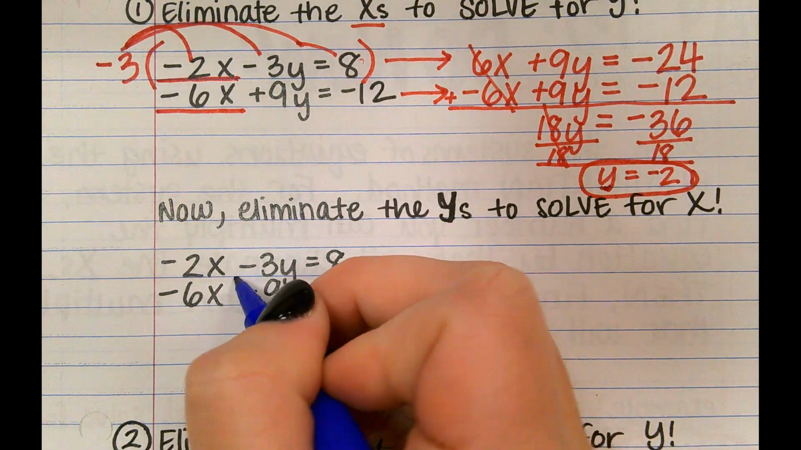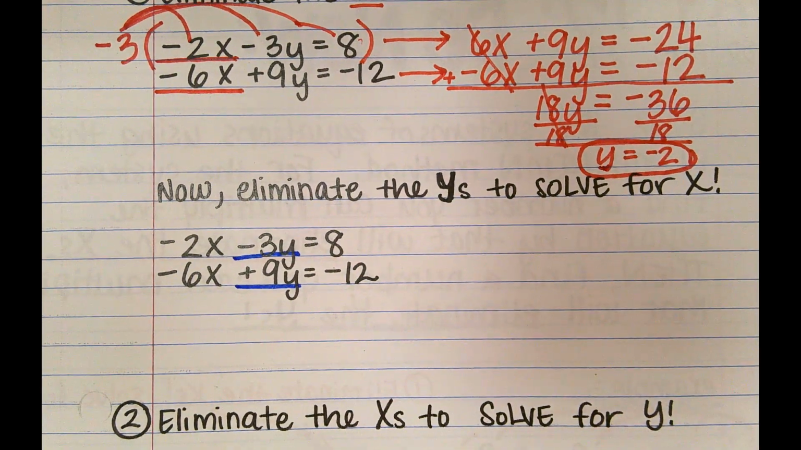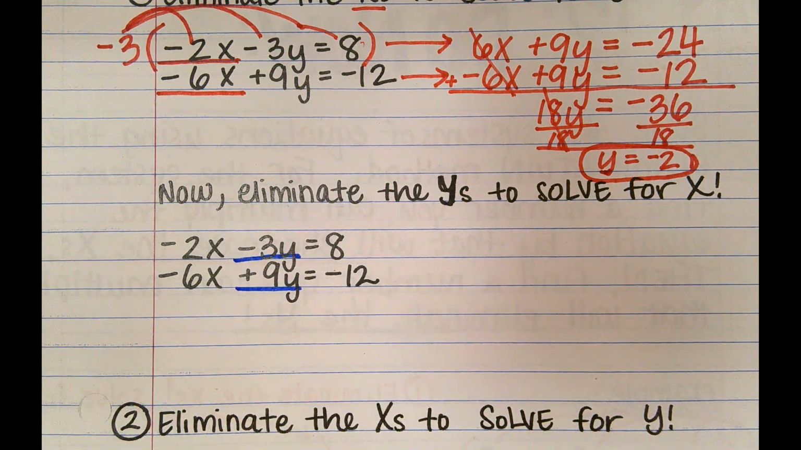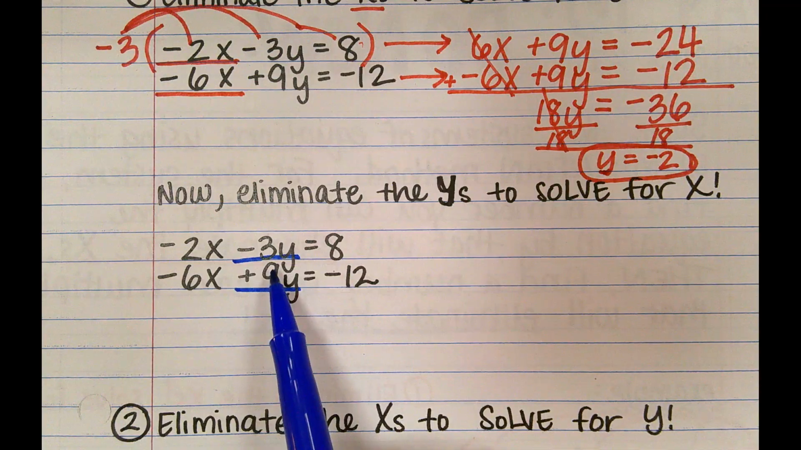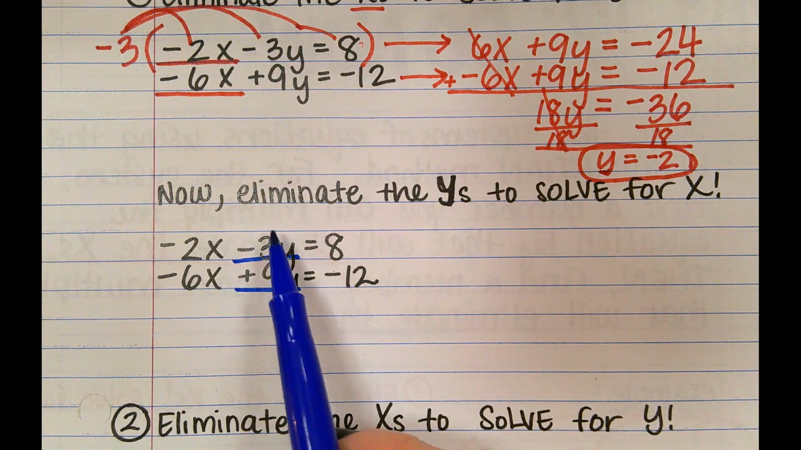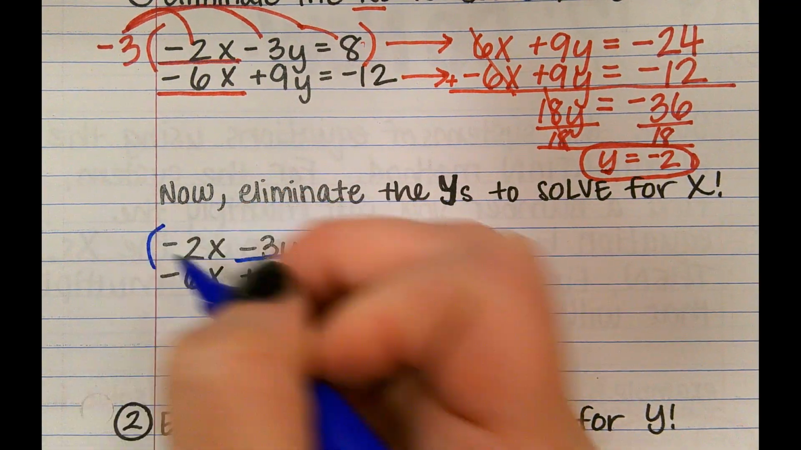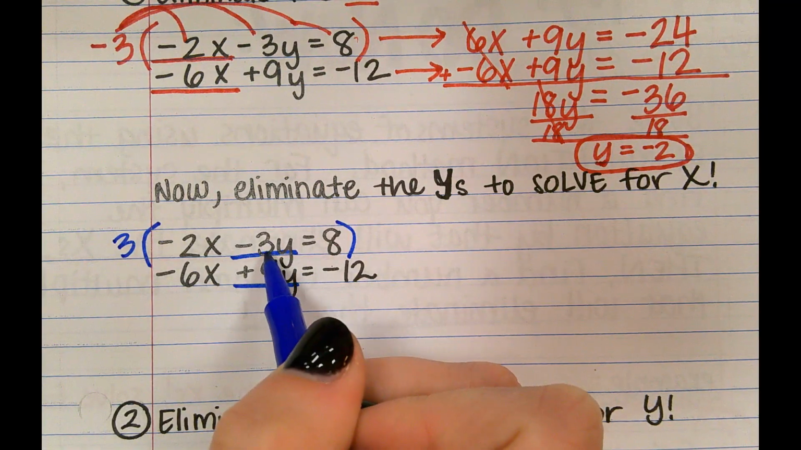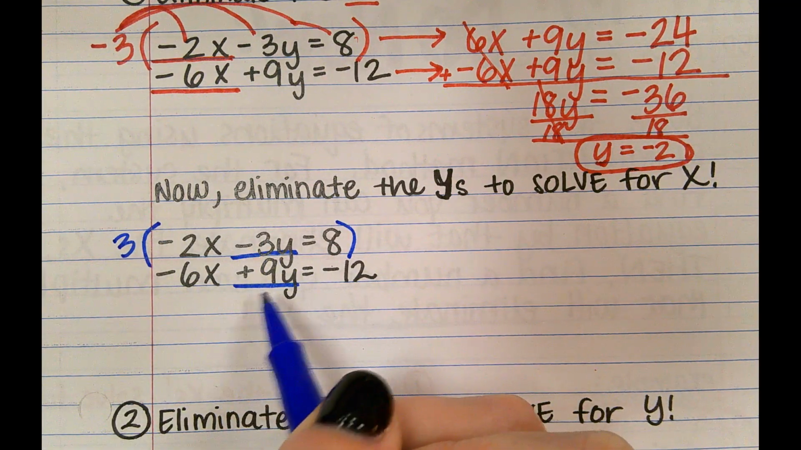So I've got negative 3y, positive 9y. I want my y's to have the same number with different signs. So what can I do to change this negative 3y? Multiply the first by 3. Yes. This time we're going to multiply by positive 3 because that's going to give us negative 9y. And then positive 9y, they'll cancel.